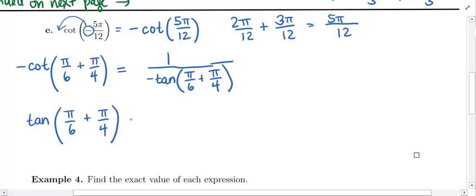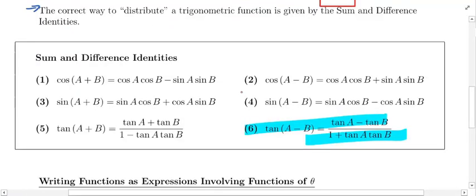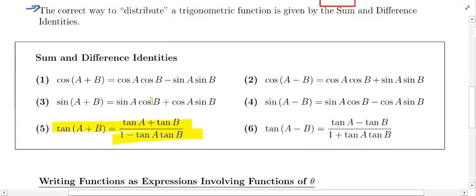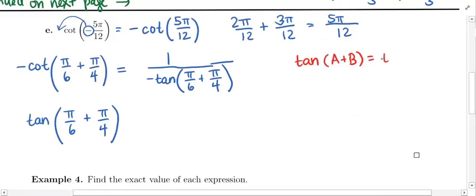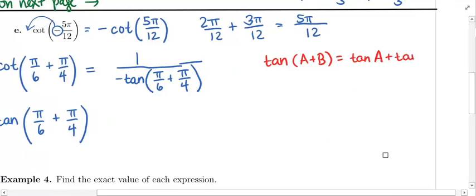When I look at this, I'm going to use the sum formula for tangent. I'm going to have to apply tangent of a plus b. I'm going to go back to page 1 and grab that. That is going to be formula number 5. This is what I need to be using, so I'm going to jot that down. This is going to be the tangent of a plus the tangent of b, all over 1 minus the tangent of a times the tangent of b. That's what we're going to be applying here.